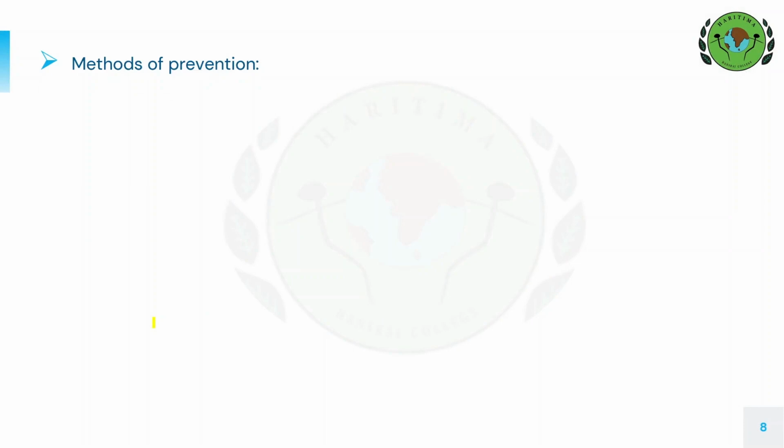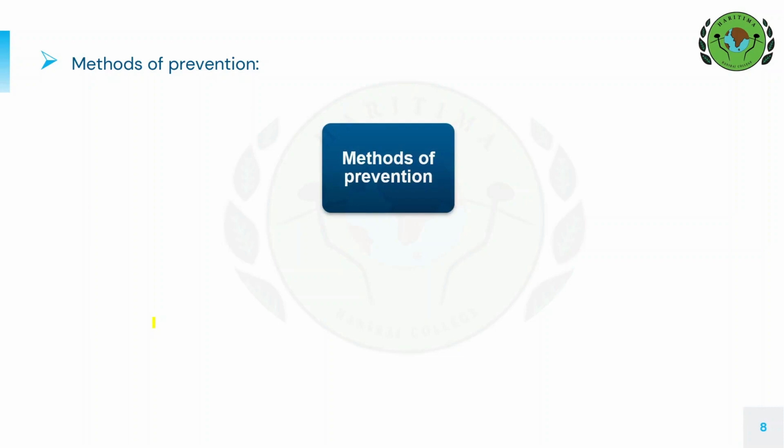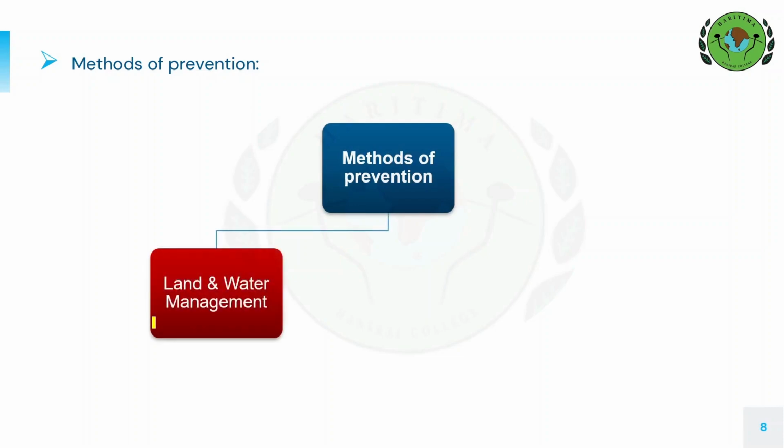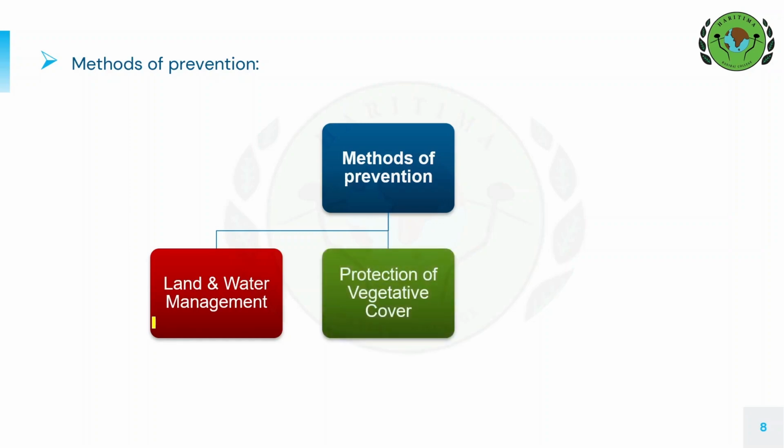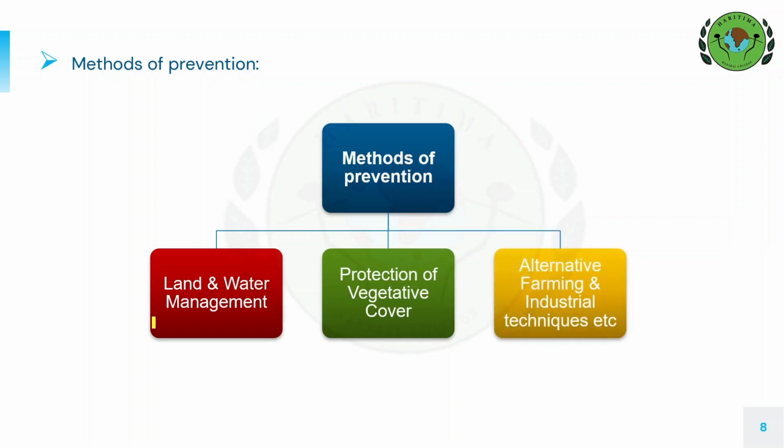Now let's discuss the preventive measures for desertification. It can be done by three major steps. The first is land and water management, which helps to protect soil from erosion, salinization, and other forms of degradation. The second method is protection of vegetation cover. Protecting the vegetation cover can be a major instrument for soil conservation against wind and water erosion. The third is alternative farming and industrial techniques that are less demanding on local land and natural resources and yet provide sustainable income. This is all about land resources, land use change, land degradation, soil erosion, and desertification.